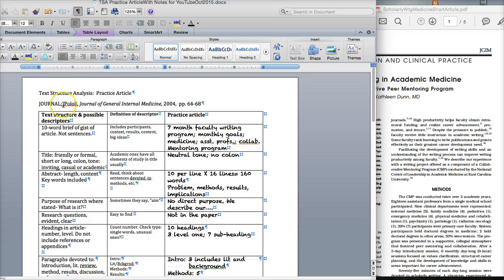Also, I forgot to tell you, on the top of your form, I think you have the journal on the first line. And then in this section here, you're going to put the author and the year so that if you pick it up later, you can remember just when you did this TSA.